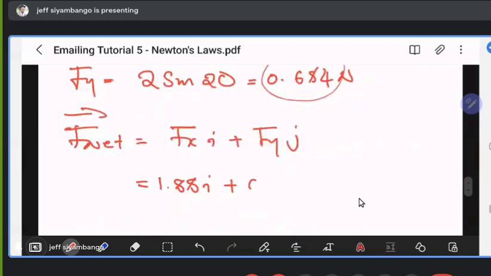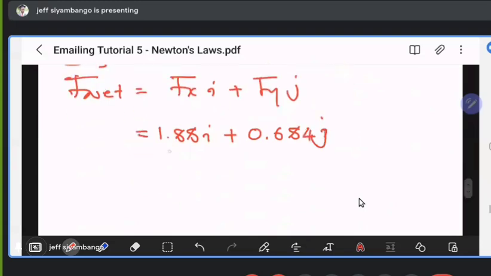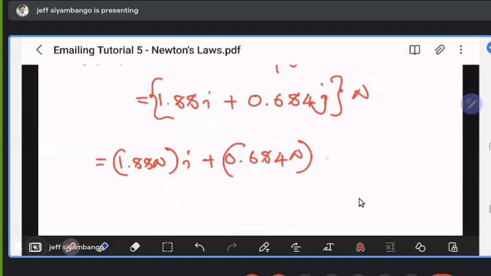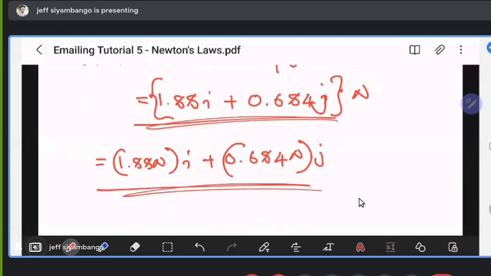0.684 j. So we can write it like this and then put the units outside and say this is in newtons. Or we can say 1.88 newtons in the i direction plus 0.684 newtons in the j direction. We can write it like this, or we can write it like this.